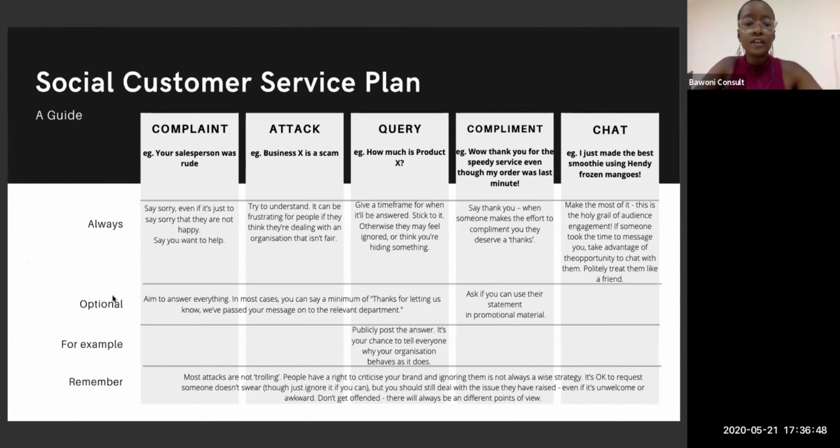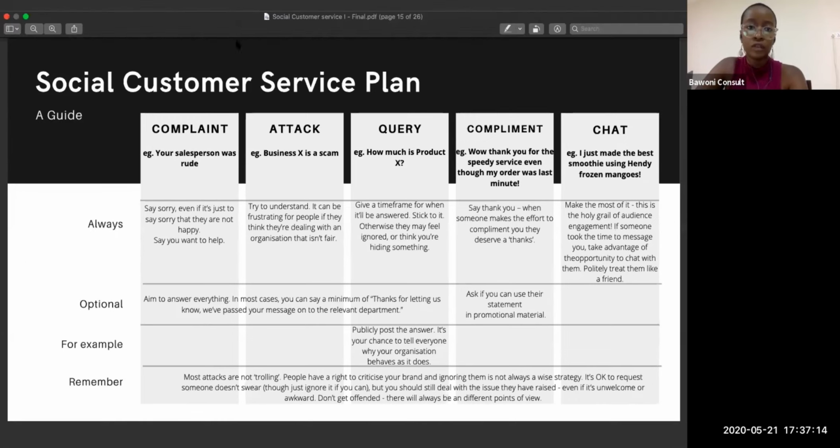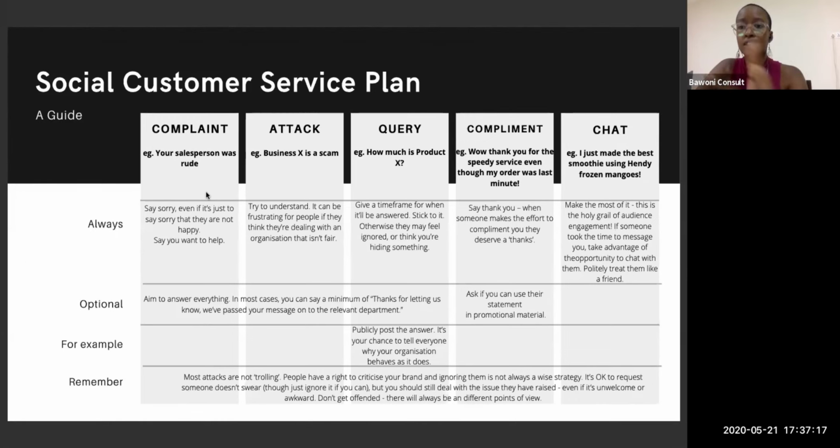On the left side, you're going to see the always. Always is basically the way that you should always respond to those kinds of engagements. Optional is the ways that you don't necessarily need to respond. Then I've given an example of a response and things to remember when you're dealing with social customer service engagement. The reason I incorporated this plan into the social customer service webinar is that once you start categorizing your interactions with customers, it becomes easier to develop a plan for how you want to respond to them, and you become more consistent in the way that you respond.